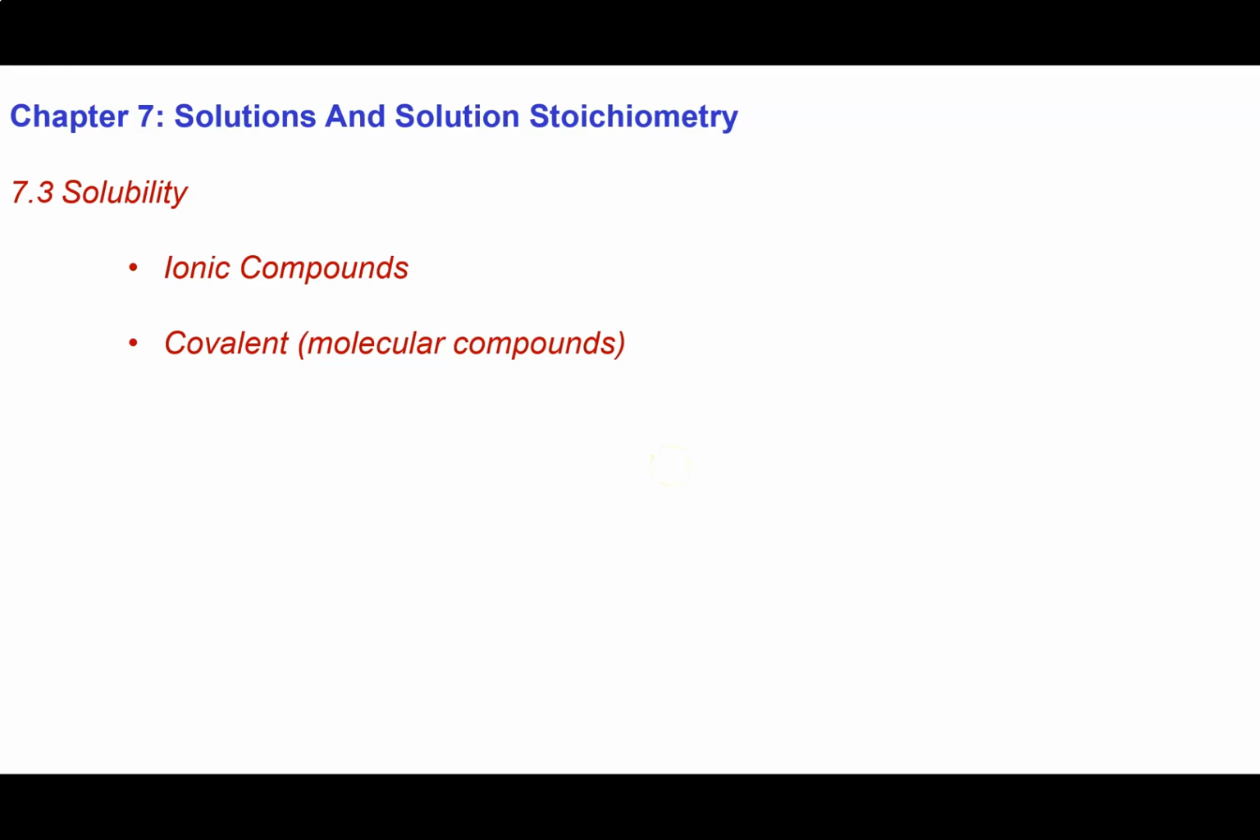So in section 7.3, we're going to look at the factors that determine whether a compound is soluble or not, that is, whether it will actually form a solution. And in particular, we're going to focus on what determines whether a substance will form an aqueous solution where the solvent is water. And I'm going to break this into two parts.